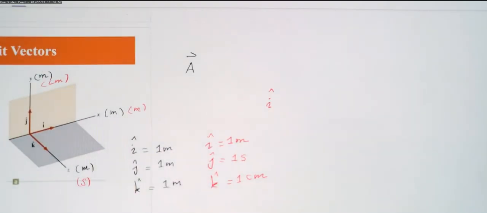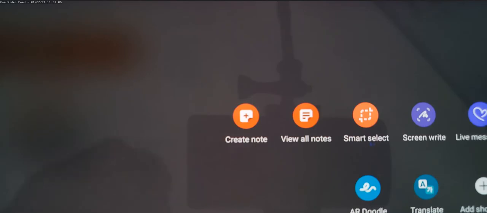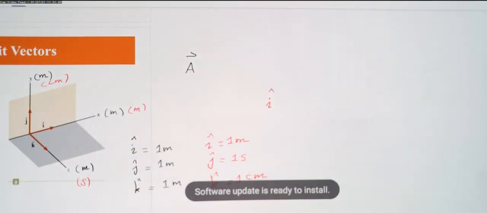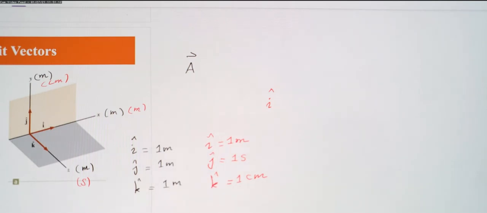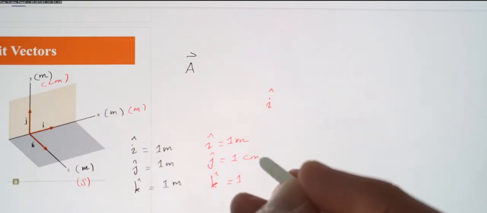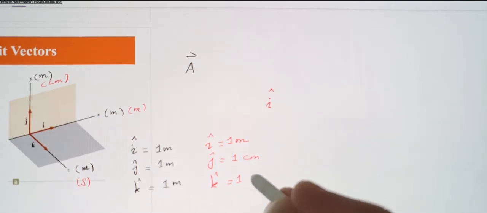Did I switch k and j? Yes, I did. Thank you so much. Who is this clever one? You are amazing. Dawood, thank you, Dawood. You are amazing, Dawood. That's centimeter and k is second. Thank you so much, Dawood.